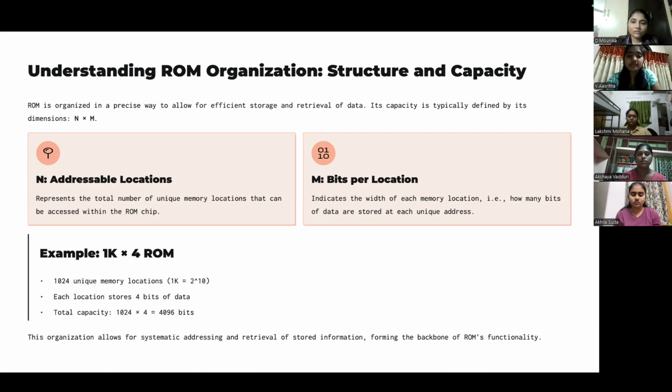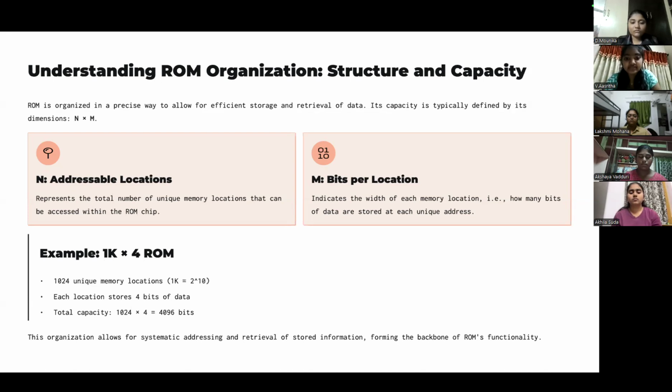Hello, sir. I will begin with how ROM is organized internally and how its capacity is defined. A ROM is arranged in a structured manner so data can be stored and retrieved effectively. Its capacity is expressed as n into m. Here, n represents the number of addressable locations in the ROM. It tells how many unique memory locations we can access using the address lines. Here, m represents the number of bits stored in each location. This indicates the width of the data that comes out for every given address.